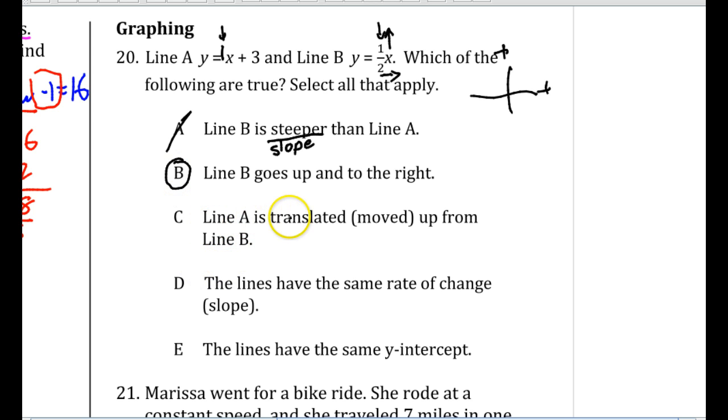Line A is translated, moved up from line B. Okay, so basically a translation means this plus 3 moves the whole graph up. So yeah, this graph, since it has a plus 3, will be moved up 3 units from this, which is, since there is no number, like a plus 0.